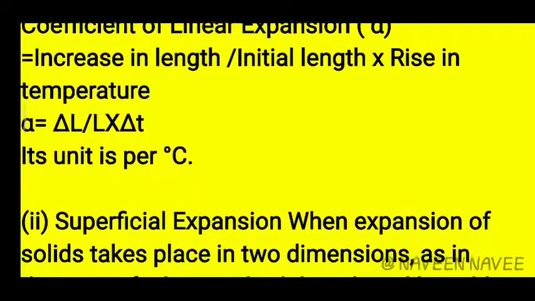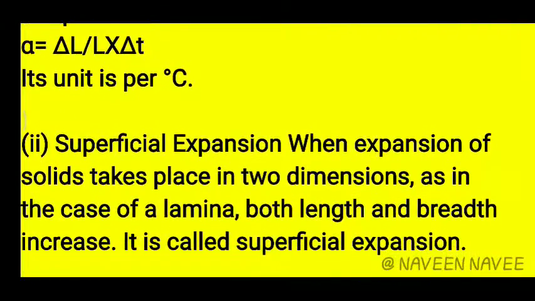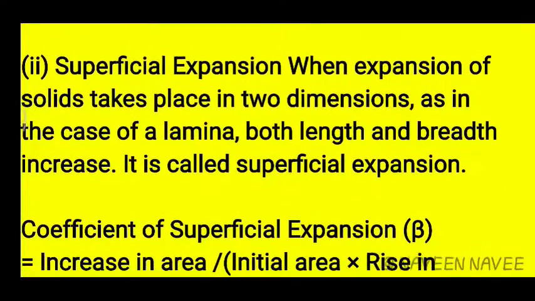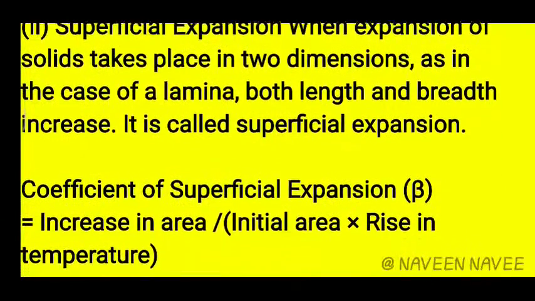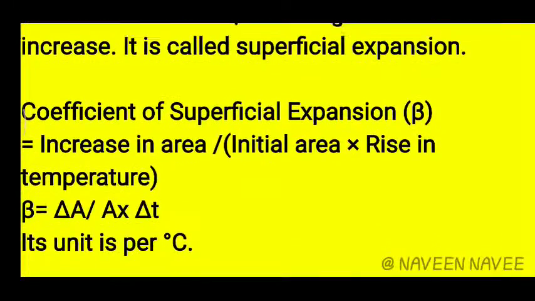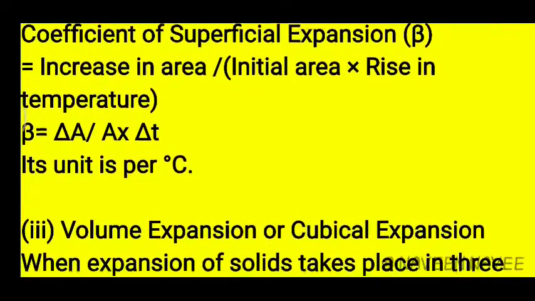Superficial expansion. When expansion of solids takes place in two dimensions, as in the case of a lamina, both length and breadth increase. It is called superficial expansion. Coefficient of superficial expansion, beta, equals increase in area divided by initial area times rise in temperature. Beta equals ΔA over A times ΔT. Its unit is per degree C.